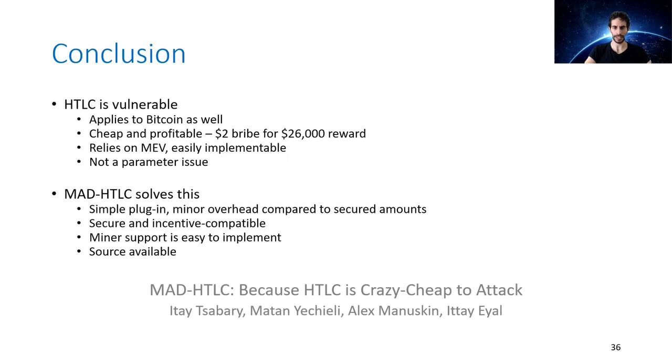To conclude, HTLCs are vulnerable on Bitcoin as well. The required bribes are cheap and the potential reward is high. The attack relies on MEV, which is easily implementable, and simply increasing the timeout does not help. We introduced MAD-HTLC, a simple plugin replacement with minor overhead compared to the secured amount. It is secure and incentive compatible, it's easily supported by the miners, and its code is available online.